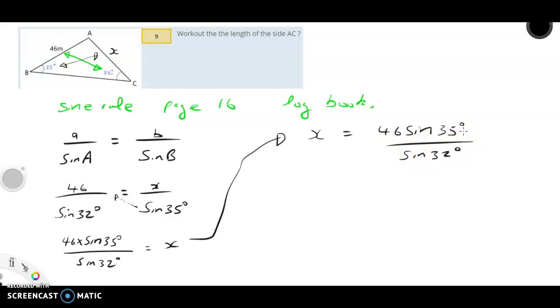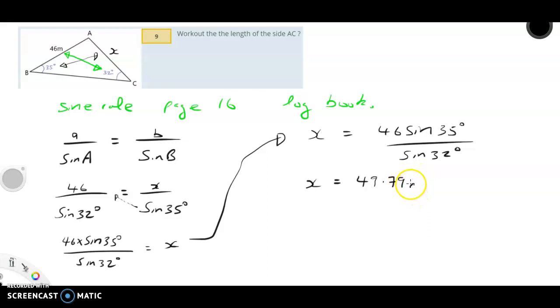You can stick that into the calculator as it is. Get the fraction key, type in 46 sine 35 degrees, close the bracket, go downstairs and type in sine 32, close the bracket, press equals, and I get for x, the side length x, 49.789, so I'm going to round that to 2 decimal places.